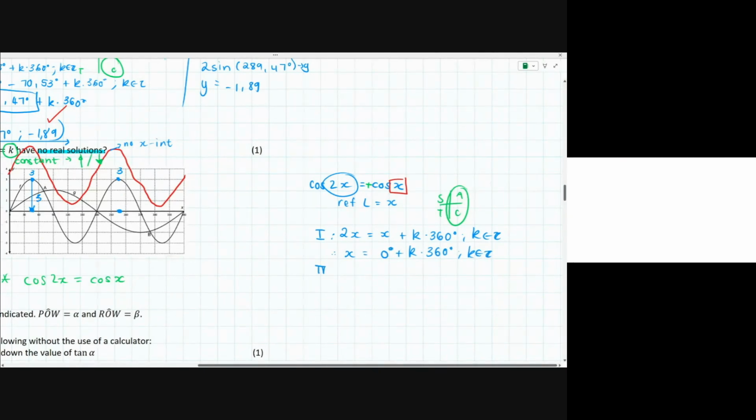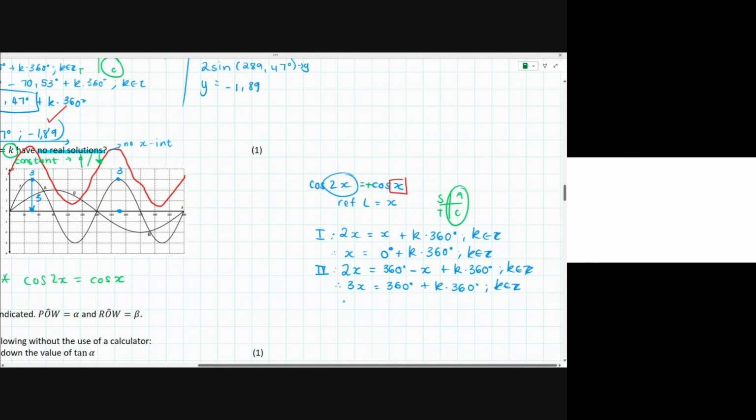My quadrant 4 solution, again, I take the angle I'm solving for, 2x, and I apply the reduction that is appropriate here, which would be 360 minus x plus k times 360, k is an integer. And then again, I solve. So now I'm going to add x on both sides. So I get 3x is equal to 360 plus k times 360, where k is an integer.